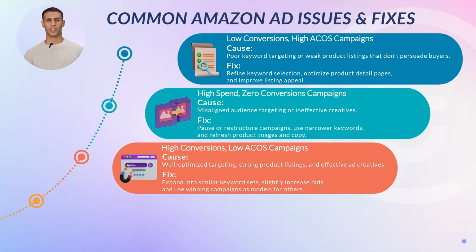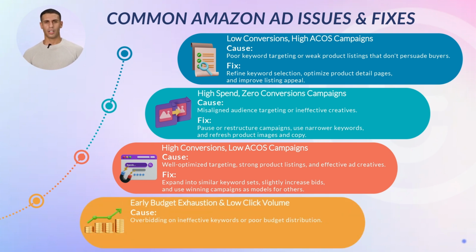Finally, for step 4, if you're overspending with low click volume or your campaign runs out of budget too early, this often points to inefficient bidding or targeting strategies. You may be overbidding on underperforming keywords or missing opportunities to spread your spend more effectively.